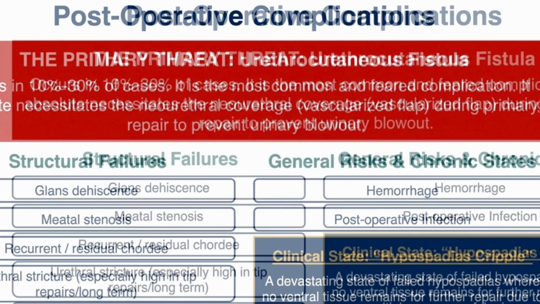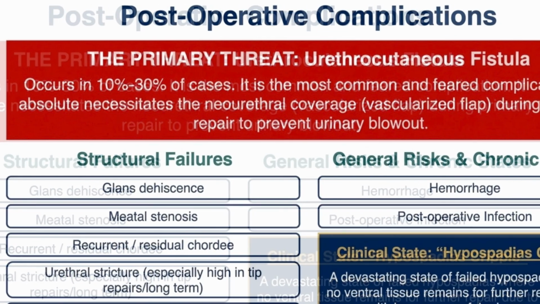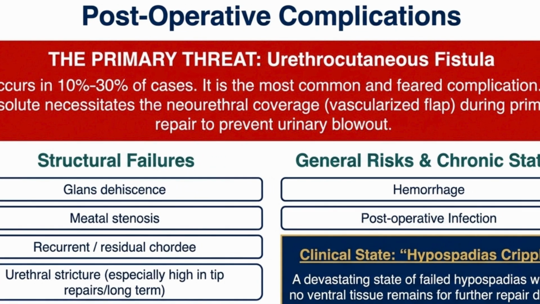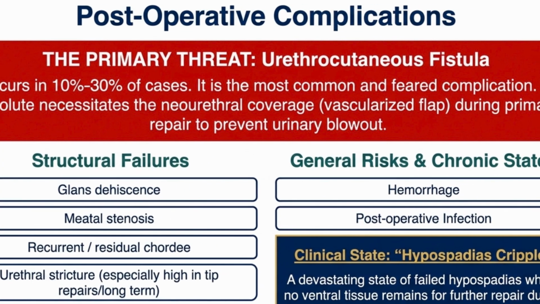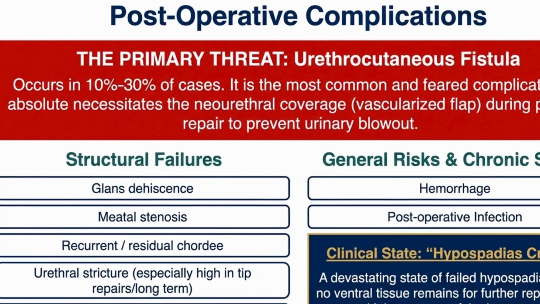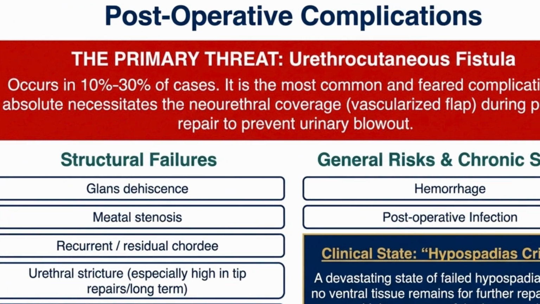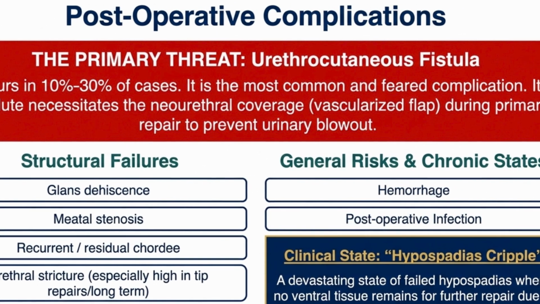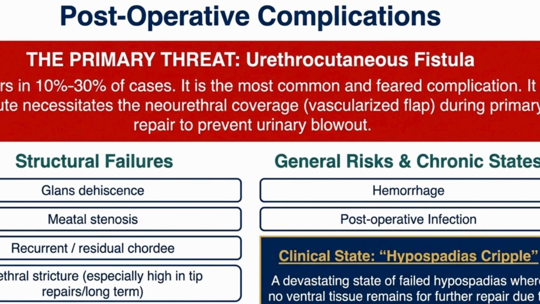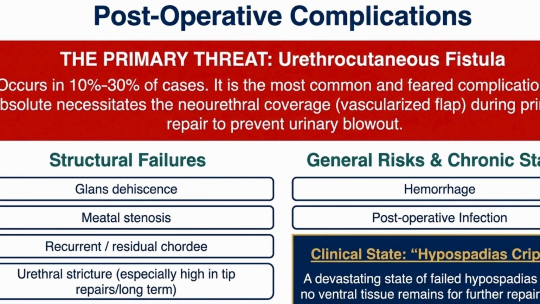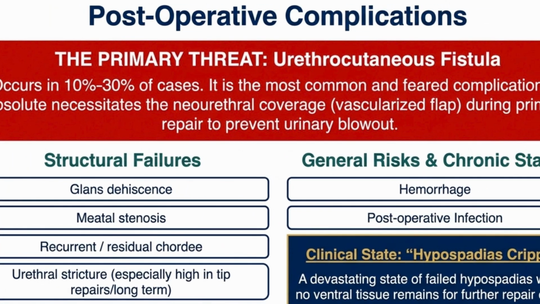Post-operative complication, urethrocutaneous fistula, which accounts for 10 to 30% of the cases post-operatively, is the most common and feared complication. The structural failures are noticed in glans dehiscence, meatal stenosis, recurrent or residual chordee, urethral stricture, and urethral diverticula. General risks are hemorrhage and post-operative infection. The clinical state, hypospadias cripple, is a devastating state of failed hypospadias where no ventral tissue remains for further repair due to multiple unsuccessful prior surgeries.